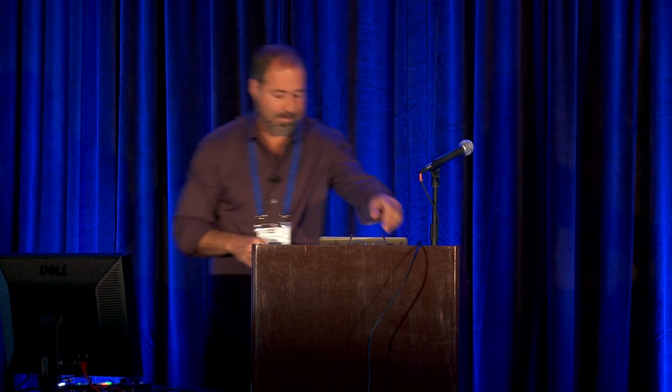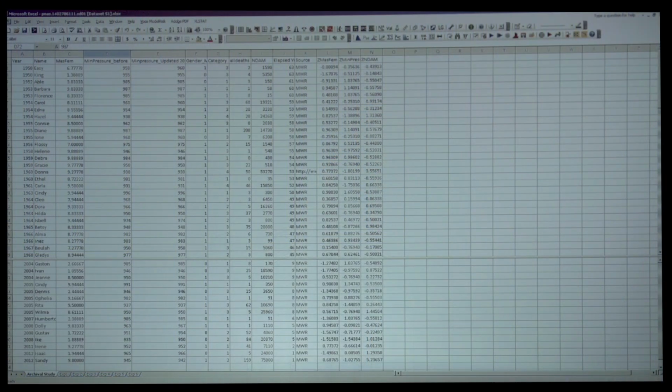So I looked. Okay, 1950, Easy, King, 52. Abel, Barbara, Florence, this is 53. 54, Edna, Hazel, Connie, Diane, Ione, Flossie, Helen, Deborah, Gracie. I'm not done. 1960s, Isabel, Betsy, Alma, Inez, Beulah, Gladys. Do you hear any male names in there?